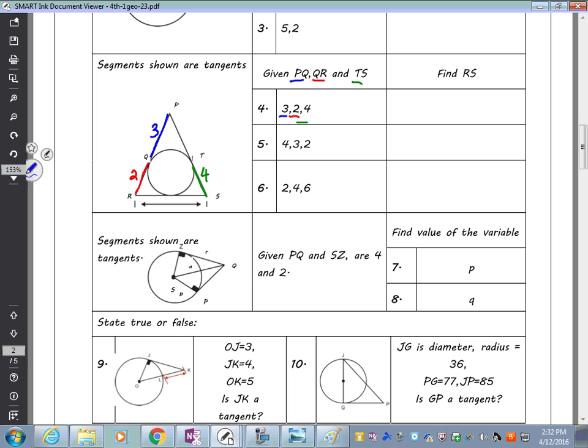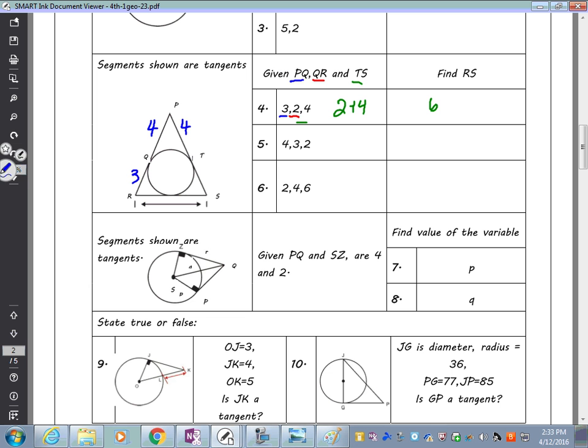I probably should have broken this down one at a time. If PQ is 3, then PT is also 3, because those are both tangents from the same point P. And if QR is 2, then here, where there's not a point, it would also be 2. And if TS is 4, then across that other tangent is also 4. So to find the length of S, we're just going to say 2 plus 4, and we get 6.